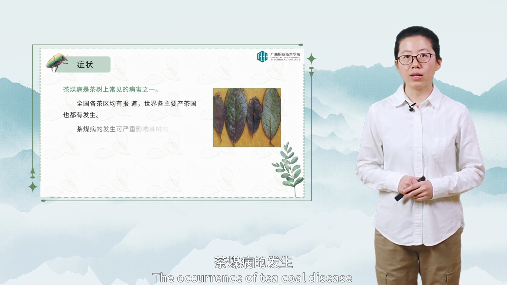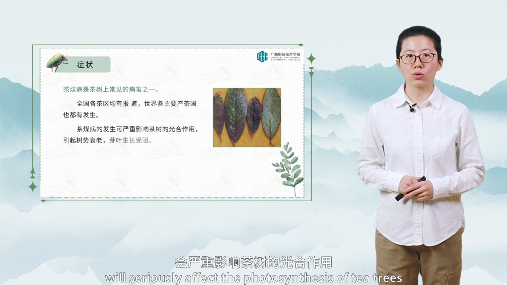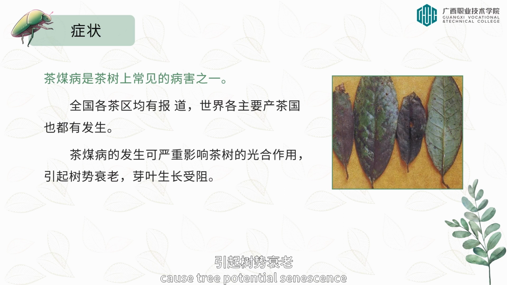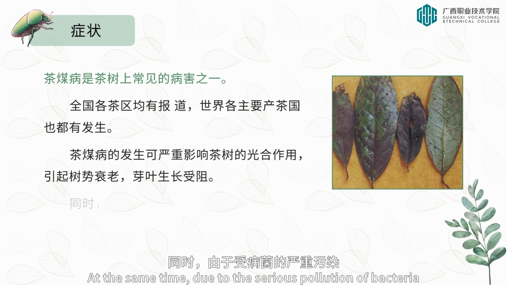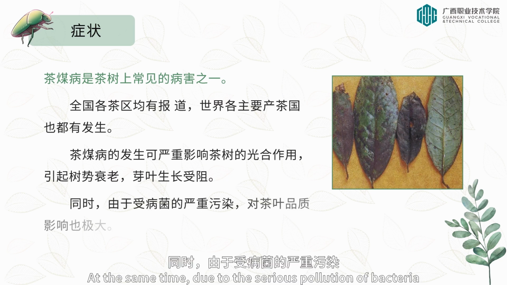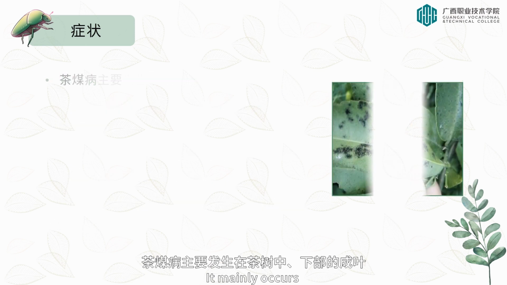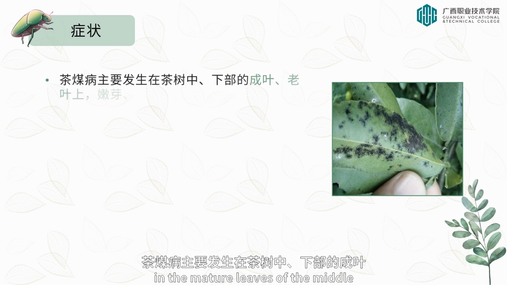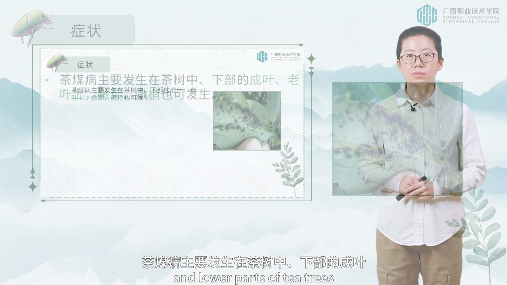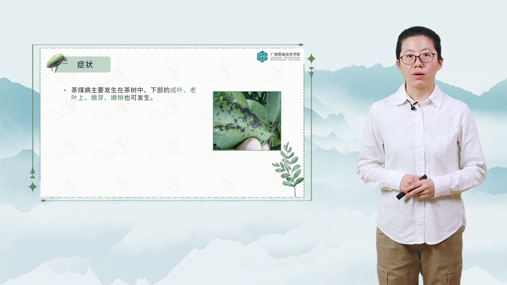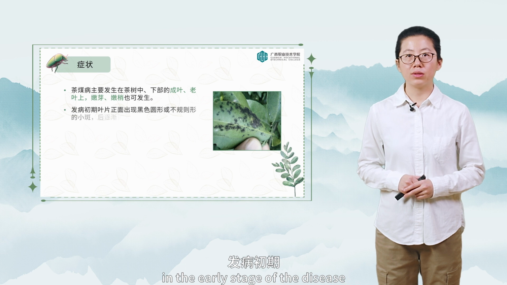The occurrence of tea cold disease will seriously affect the photosynthesis of tea trees, cause tree potential senescence, and hinder the growth of bud leaves. At the same time, due to the serious pollution of bacteria, it also has a great impact on the quality of tea. It mainly occurs in the mature leaves of the middle and lower parts of tea trees. It also occurs on the old leaves, buds and shoots in the early stage of the disease.